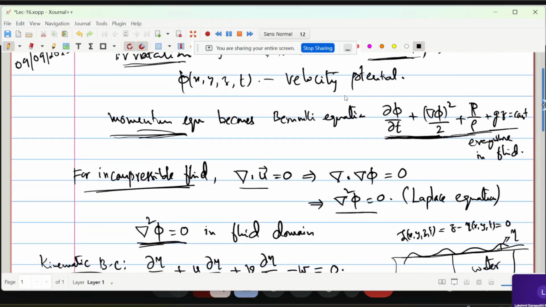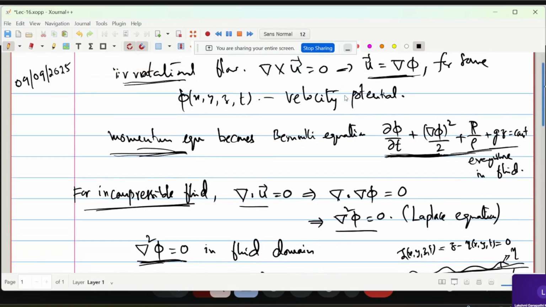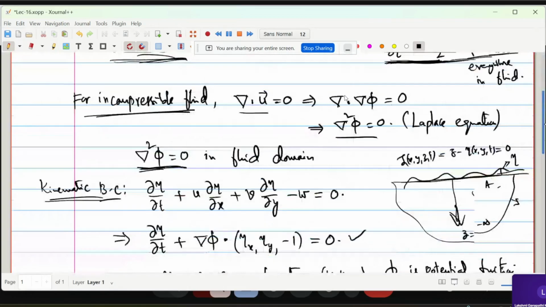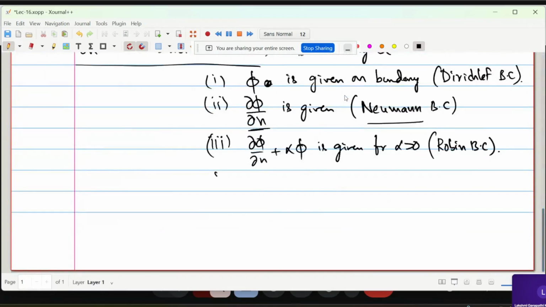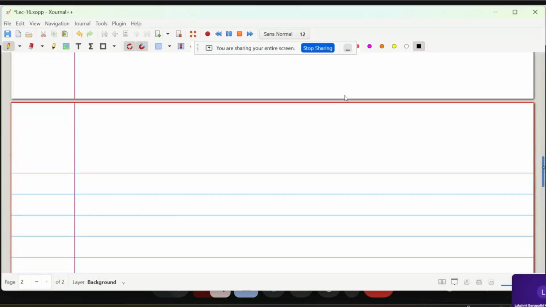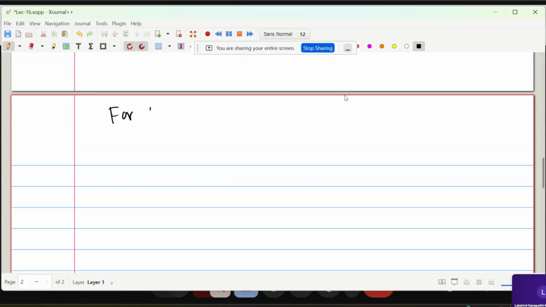Bernoulli equation has many other applications for steady flows. For steady flows, what have we done? That is for irrotational flow, and that part is finished. For steady flows, we already derived that dou u by dou t is removed. Steady flow means I am not considering rotational flow, and I am not considering incompressible flow. Irrotationality I have also not used. So this is purely for a general steady fluid.